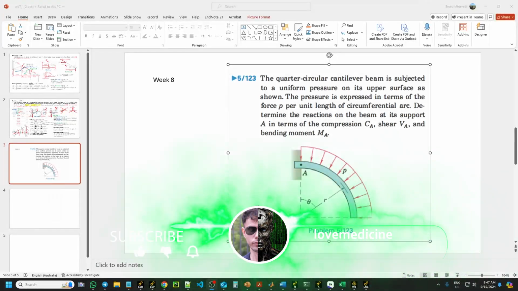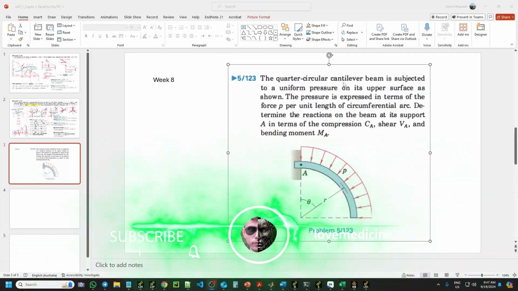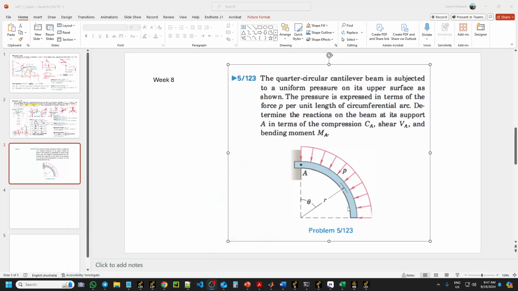Okay, in this question, the quarter circular cantilever beam. So we have a beam here. When you hear the word beam, it means that here we have a reaction moment and reaction force in x and y directions. So we don't have xy coordinates, but I'm pretty sure you know where they are.